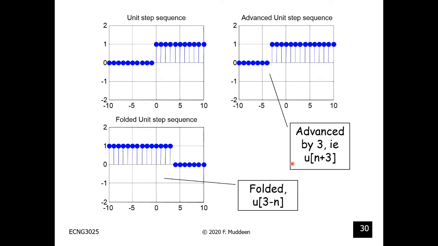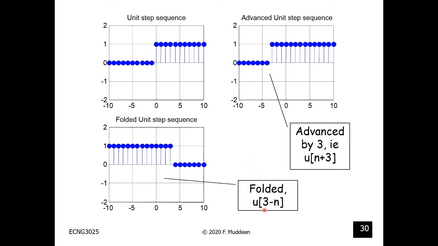So if we start with a general unit step sequence here, we can see that the unit step is defined for n less than 0 as just 0. But for n equals 0 and anything greater than 0, it's just 1. In this figure here, if we advance it by 3, meaning n plus 3, that means we need to shift the signal to the left by 3 spaces. So 0, 1, 2, 3.